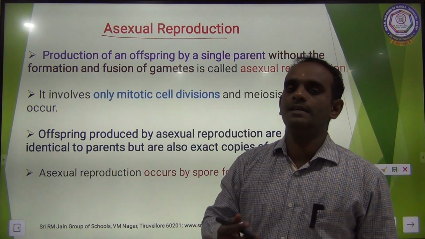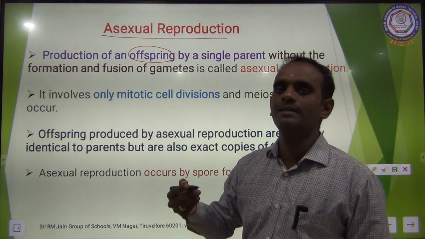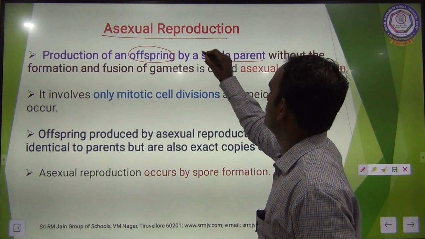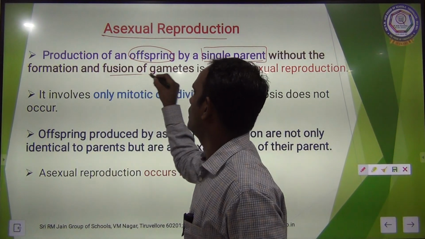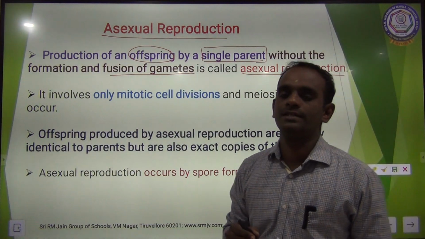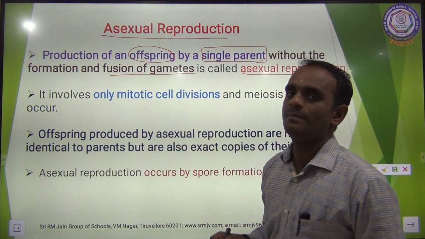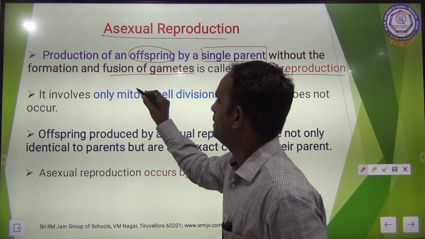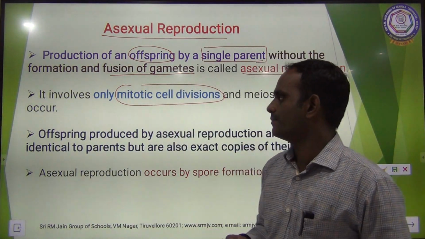Asexual reproduction is nothing but production of offspring. Offspring is nothing but young ones. Production of offspring by a single parent without the formation and fusion of gametes, that is called asexual reproduction. It involves only mitotic cell division, meiosis is absent.